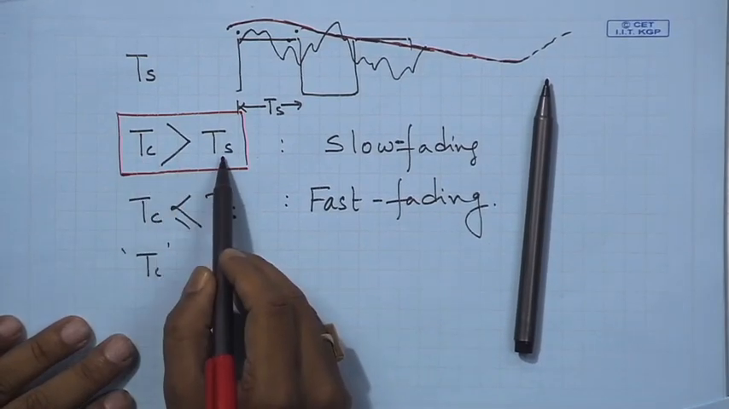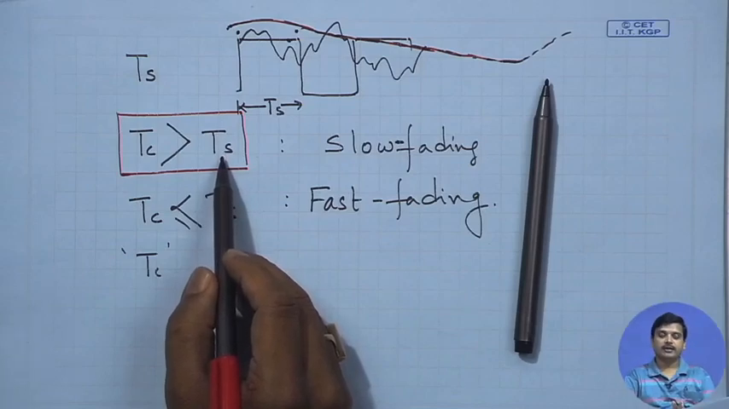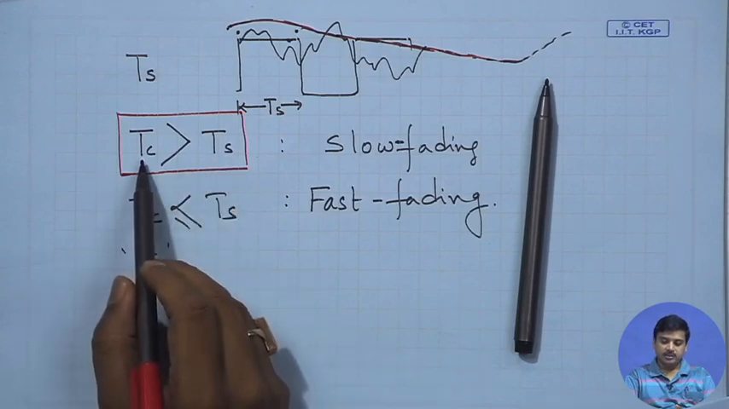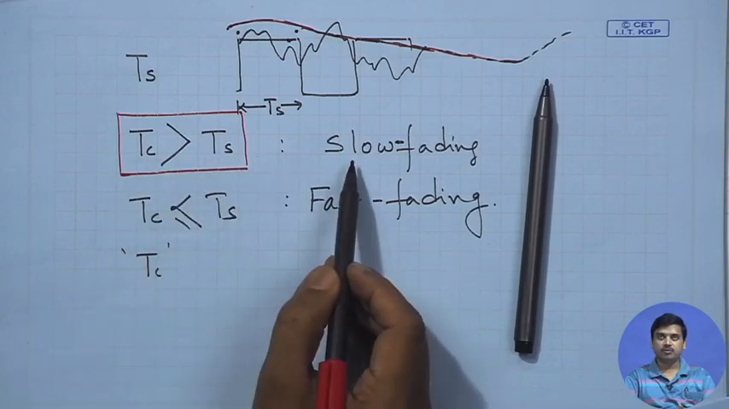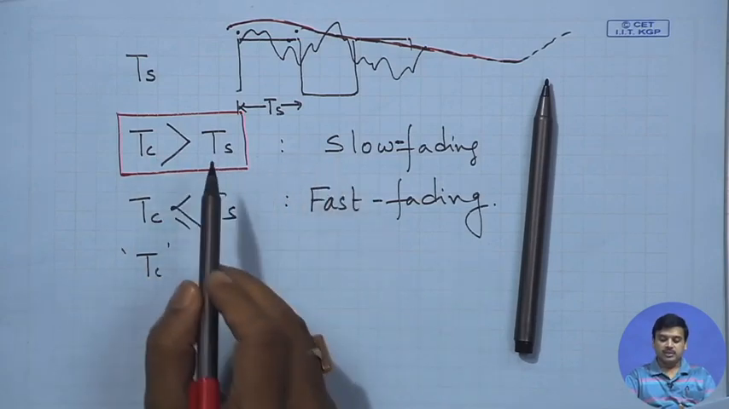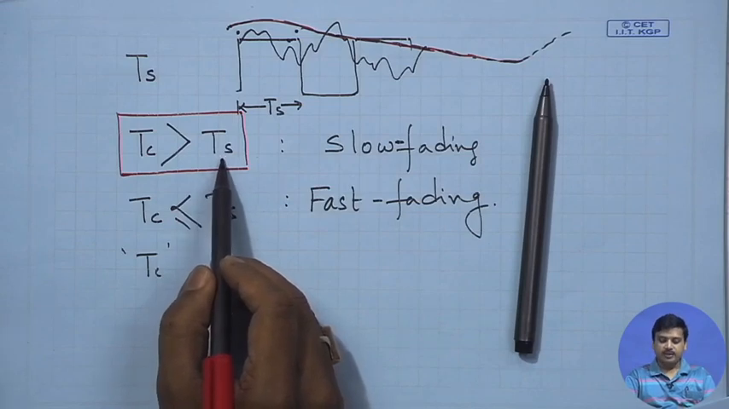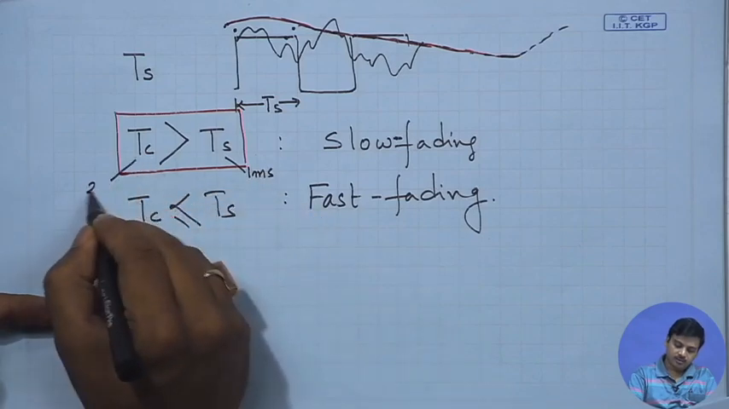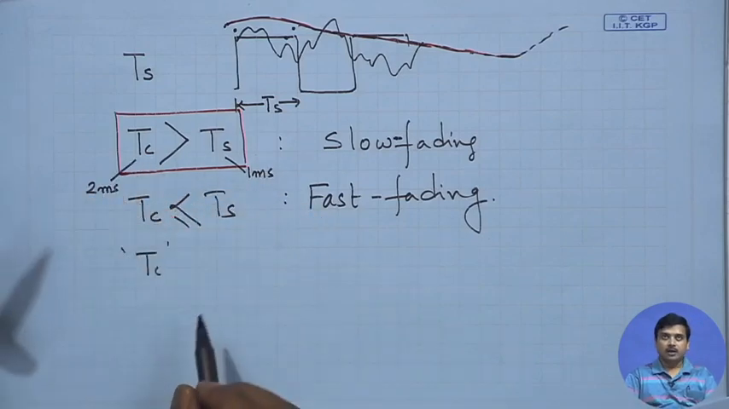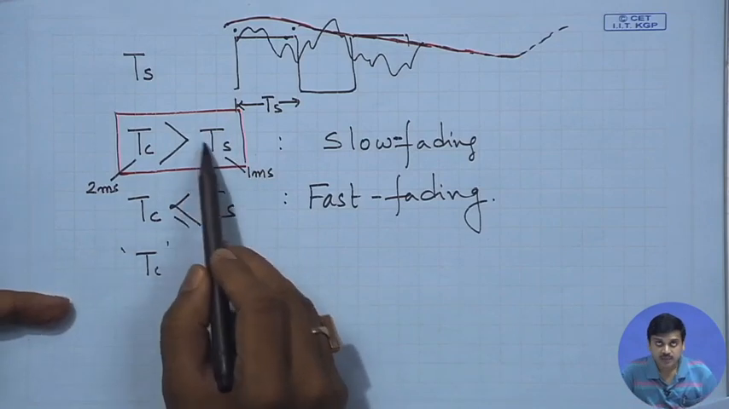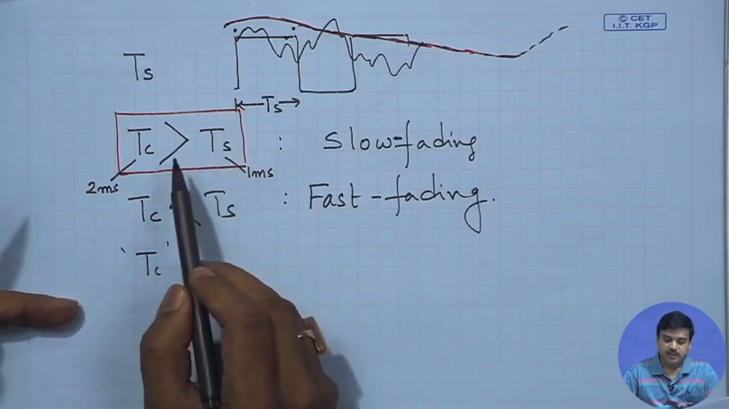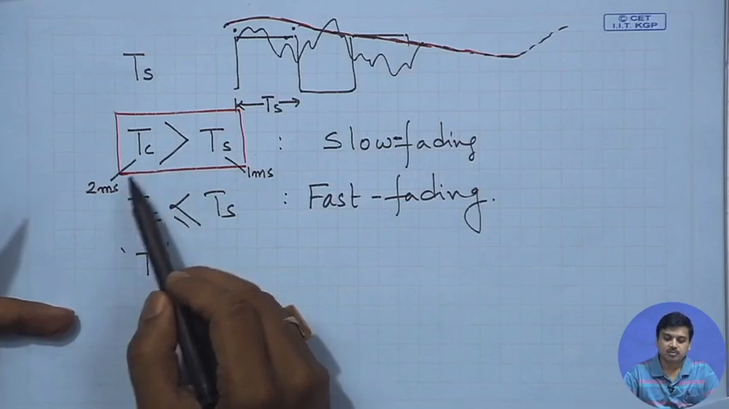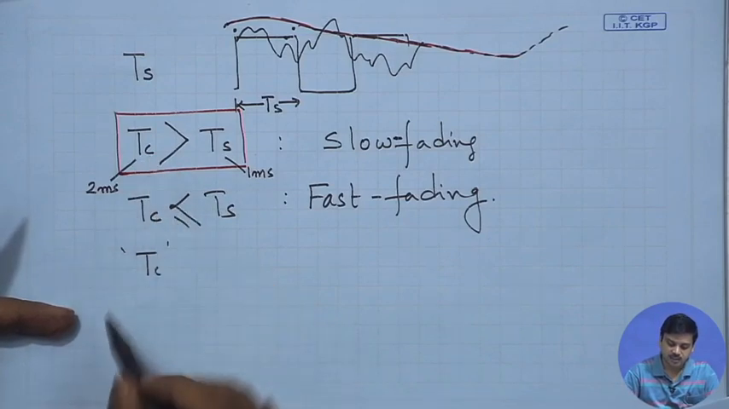So, suppose symbol duration is 1 millisecond and coherence time is 2 millisecond. So, if 2 millisecond is greater than 1 millisecond, it is slow fading, right. Now, consider that this 1 millisecond remains the same. Suppose this is 1 millisecond and this is 2 millisecond. Now, using the same 1 millisecond, if there is an increase in mobility, that means things start to move faster. If things start to move faster, the Fm goes up.